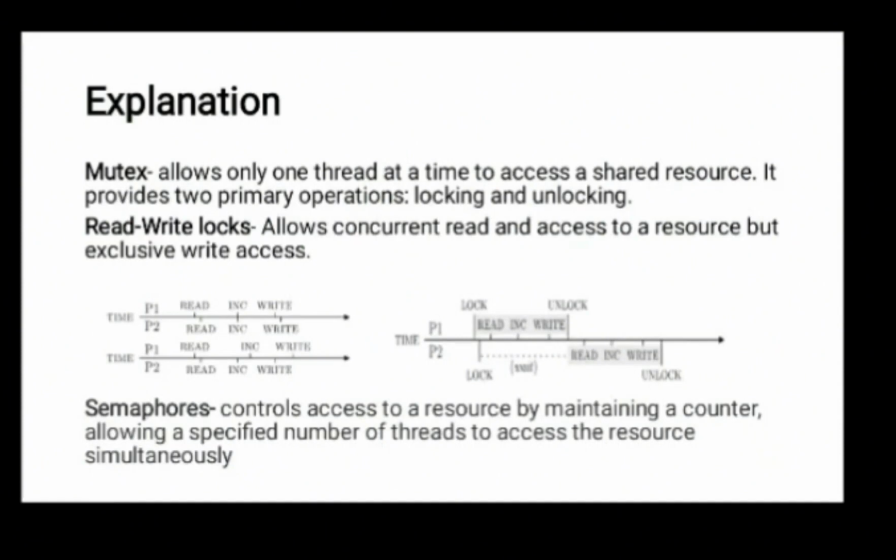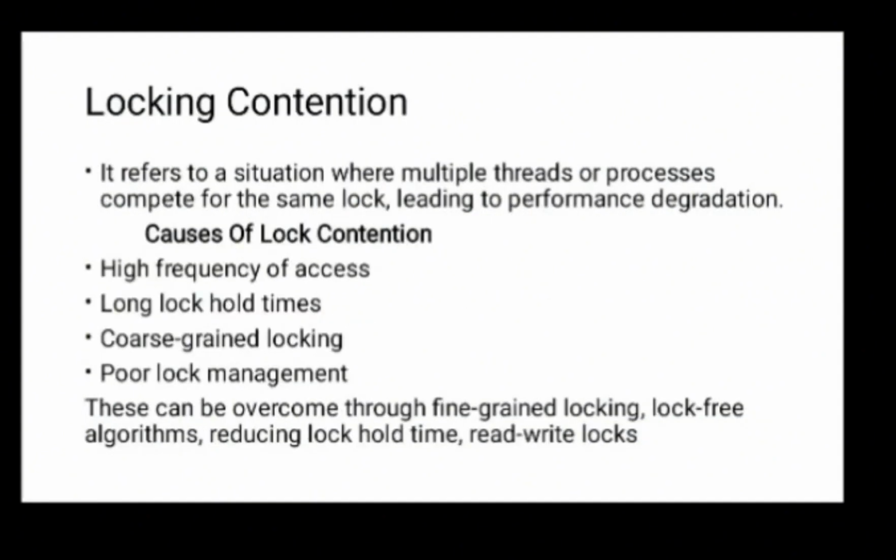So my last basic will be the locking contention. The locking contention refers to the situation where multiple threads or processes are competing for the same lock. This leads to performance degradation. So what causes these lock contentions? I have already looked at what locking is. So this locking contention means the different processes or threads are all competing for the same lock.